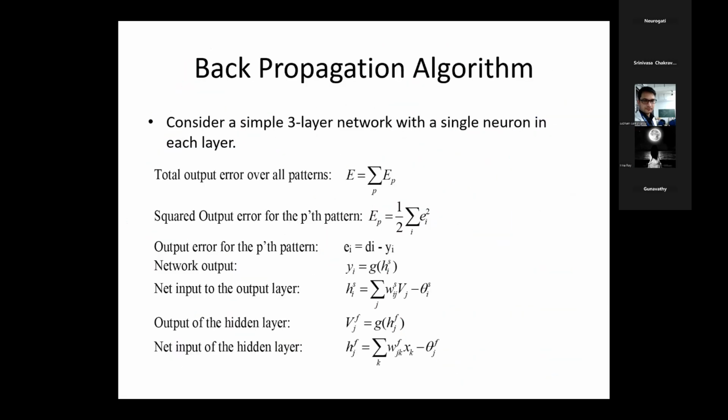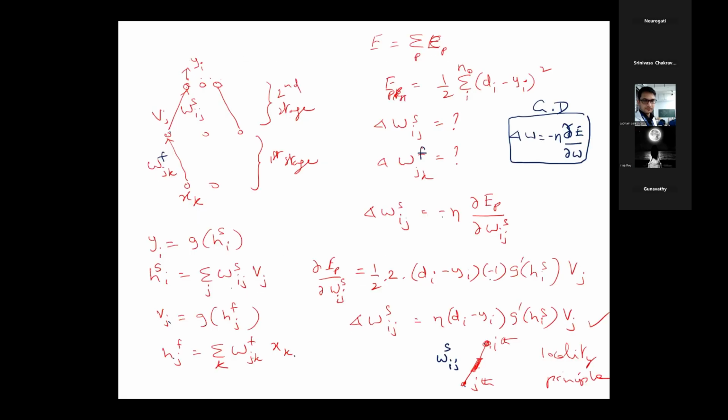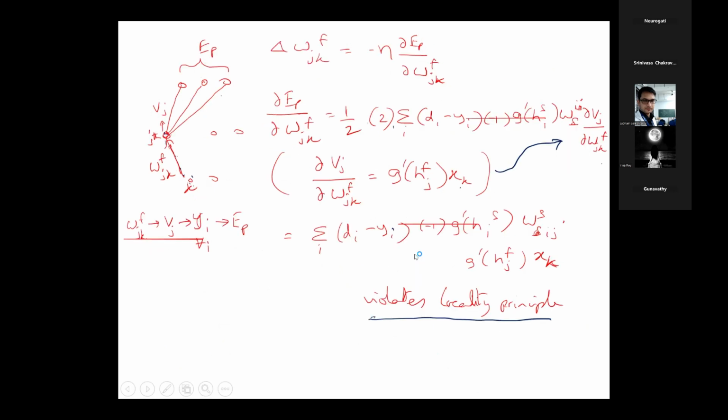Because what happens is at the output layer, you have an error that is defined. That is, at the output layer, there's a target value, which is Di, the desired value, and the actual value Yi. So error is given by Di minus Yi. At the hidden layer, there is no such error, right? So how do you get error in the hidden layer? So for that, they introduce a new term called deltas.